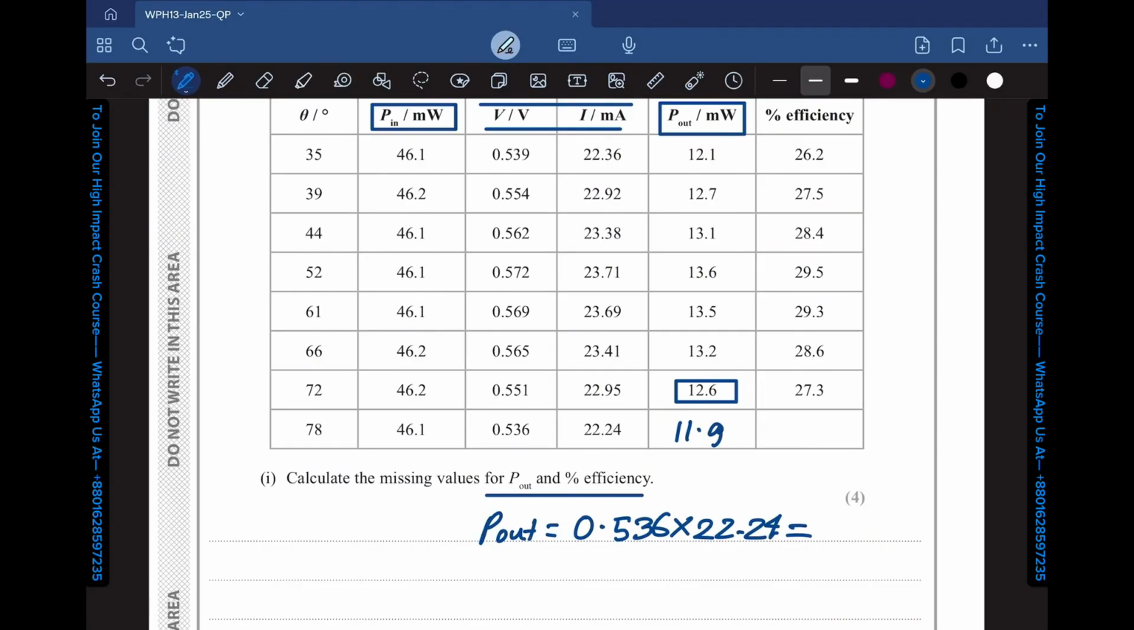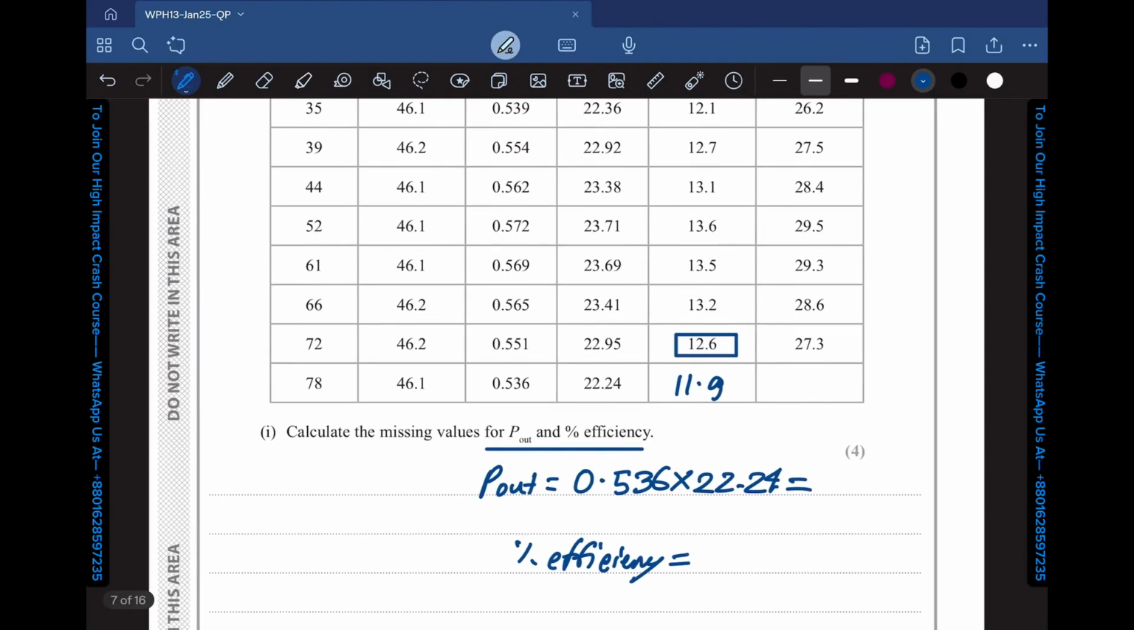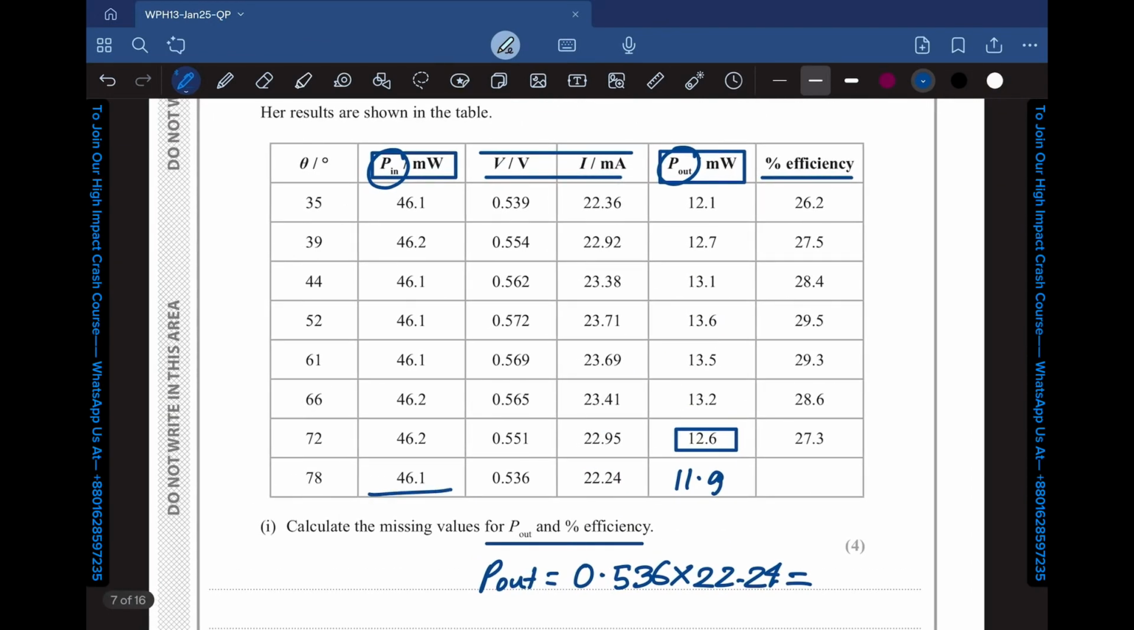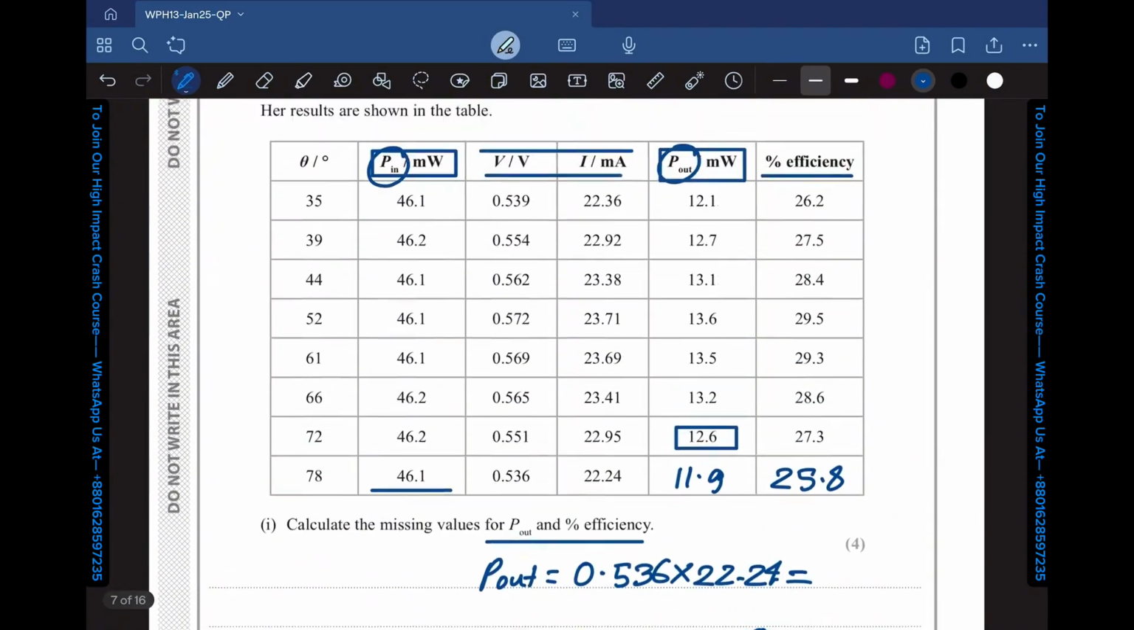All right, and we'll also have to figure out the efficiency, and we know the formula of efficiency: power input and power output will be there. So percentage efficiency will be power output divided by input. Our output is 11.9 divided by the input right here, which is 46.1, into 100%, right? So our value right here will be 25.8%, and make sure your significant figures are absolutely the same as the question. So basically we are done with this part as well.